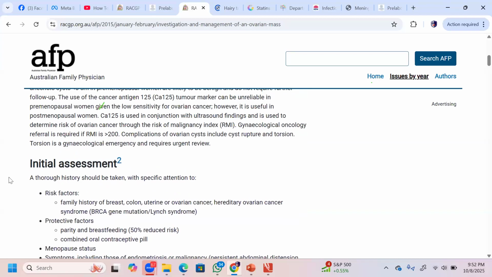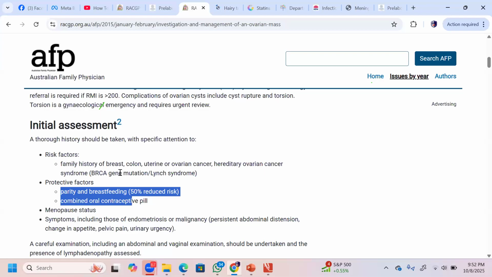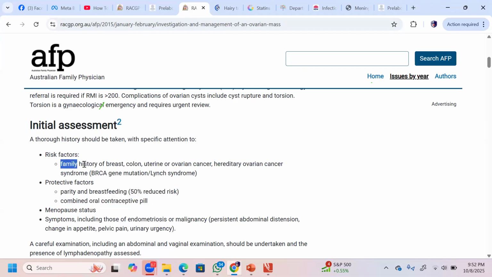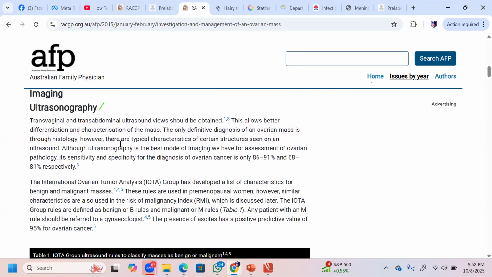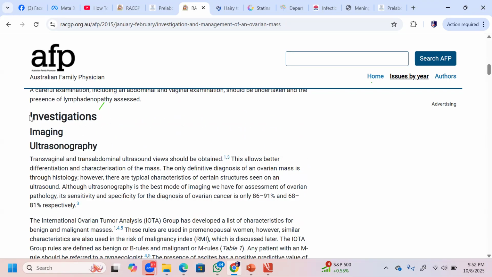And these are a few important things about protective factors. Only for ovarian cancer, the OCP is protective. Those women who are using OCP have less chance to get ovarian cancer. And parity and breastfeeding reduce the risk for ovarian cancer. And risk factors are family history of breast, colon, uterine or ovarian cancer, and hereditary. These are the risk factors. So investigation.